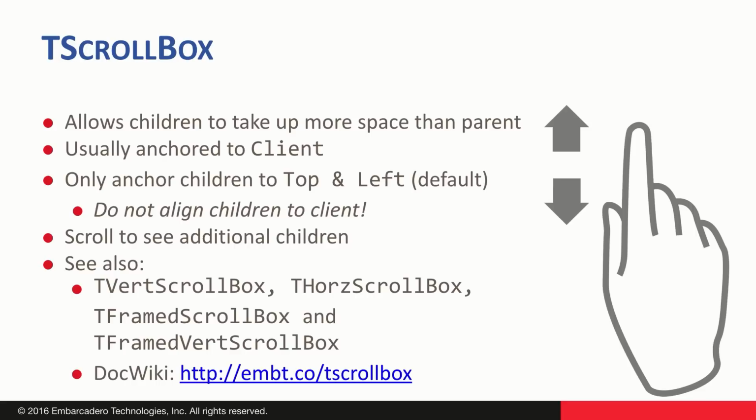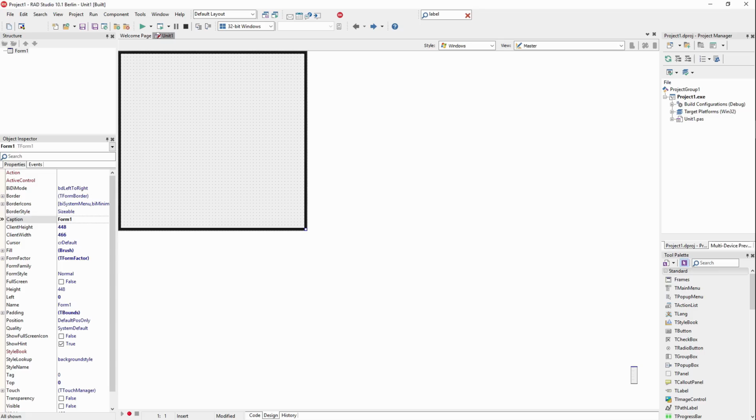So don't align the children to client or to the right or to the bottom. Always align them to top left. And then at runtime, the user can scroll to see more contents. So let's look at the scroll box. This is really useful, but not always necessarily obvious how you want to use it.